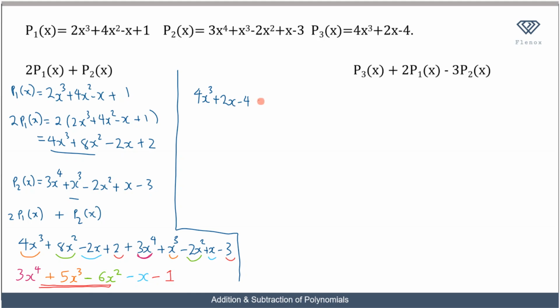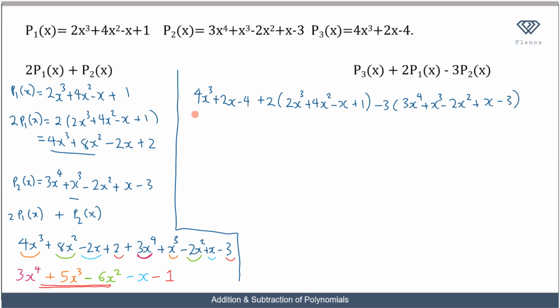Then plus, we are told to multiply P1 by 2 before we solve it. So plus 2 into bracket 2x raised power 3 plus 4x squared minus x plus 1. And finally, we are told to multiply 3 by P2. So minus 3 into bracket, and what is my P2? 3x to the power of 4 plus x raised power 3 minus 2x squared, then plus x and minus 3.